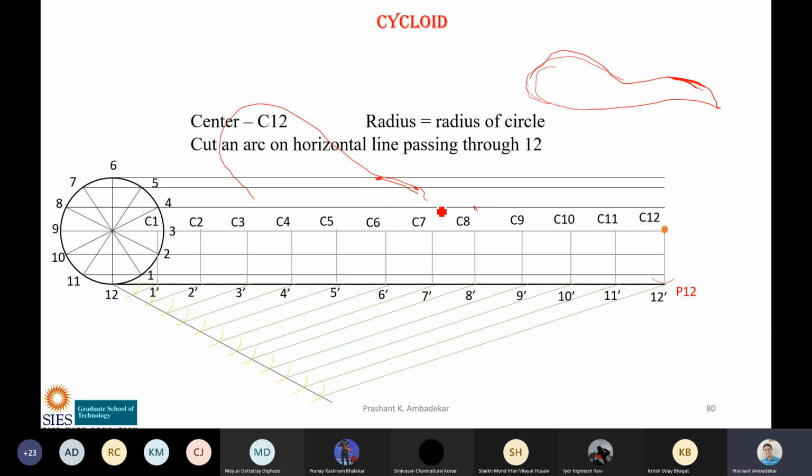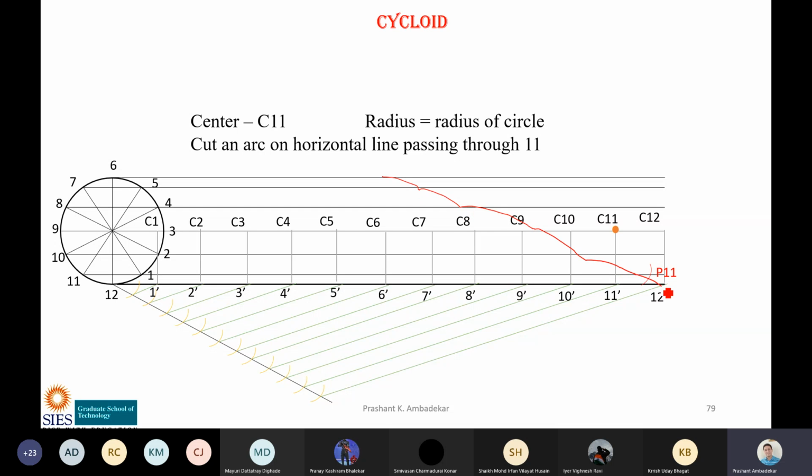For the next two points, see which portion of the French curve is joining them. So you will get points like this. This way you will join two points at a time, and you will get a curve. Now when you do this, your curve will look something like this. This is 6 to 7, 7 to 8, 8 to 9, 9 to 10, 10 to 11, and 11 to 12. You can see it is not a smooth curve.